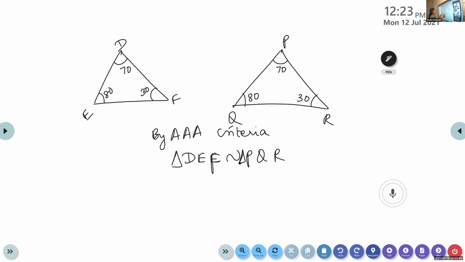Whether angle D is same as angle P, check it. Angle D, is it same as angle P? Yes. Now you look at the next angle. Angle E, is it same as angle Q? Yes. Angle F is same as angle R. If angle is given, we can check easily. If lengths are given, we have to take two vertices together. Then only we'll get the side of the measure. Okay?